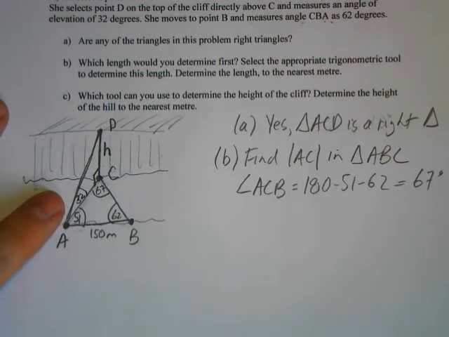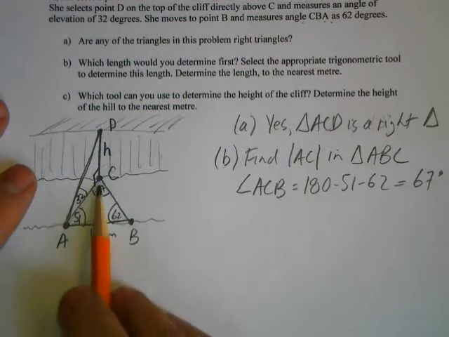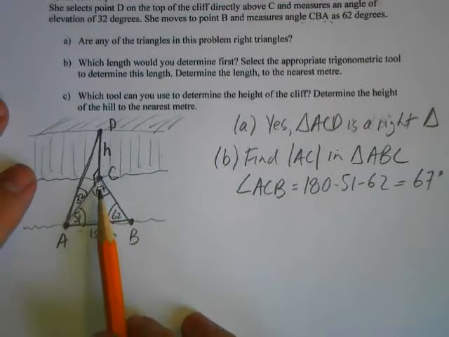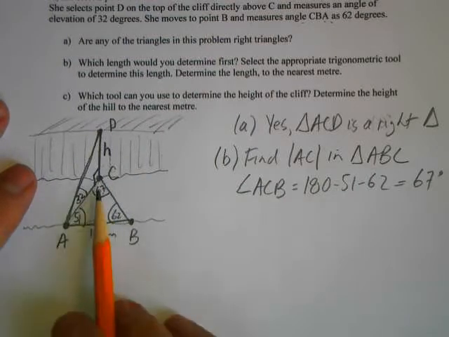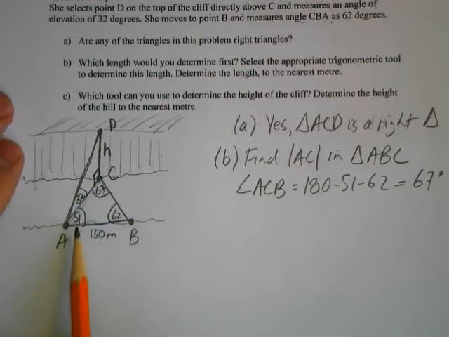So ask yourself, can we use sine law? Sine law, we need an angle and its opposite side pair. And the only side we know is this. And so we know its opposite angle, and we know the other two angles. So yes, we can use sine law. Notice that if we didn't put that angle 67 in, we wouldn't be able to use sine law because we need to have that as part of the solution. So very important that you do that third angle calculation, update your diagram.